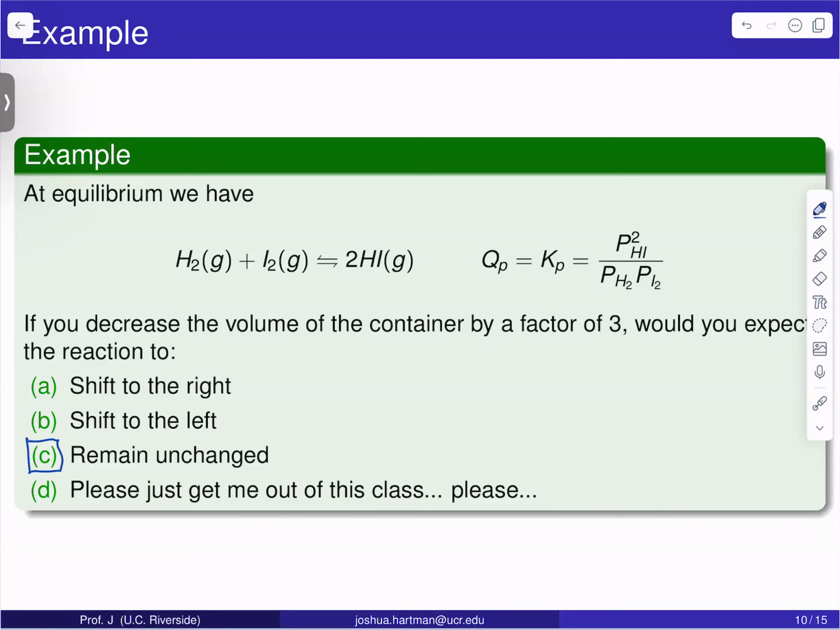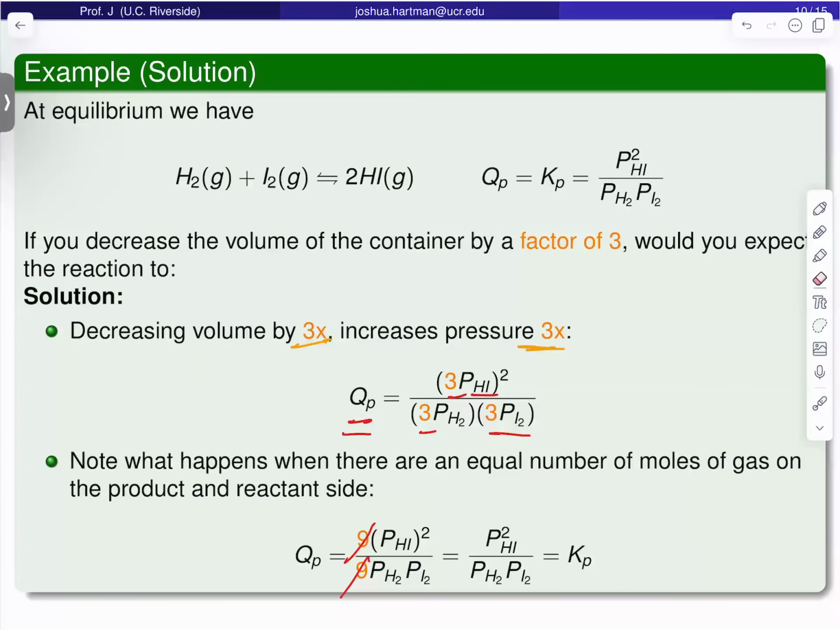Okay, so if that's a little bit of a surprising result, that's totally fine. What we're going to do here now is explore how that comes about. And we're going to use our expression up here just to do just that. Okay, so remember, in our reaction expression, we have an expression for our equilibrium constant where we have this ratio of partial pressures. In the problem, we're decreasing the volume of the container by a factor of 3.